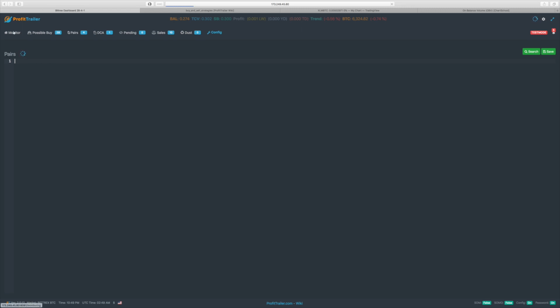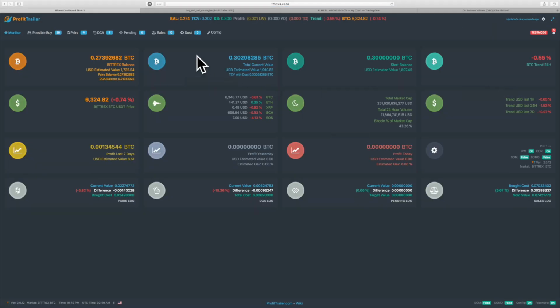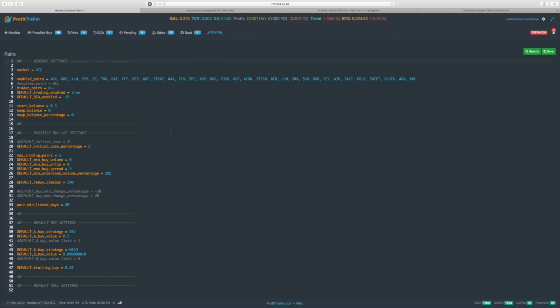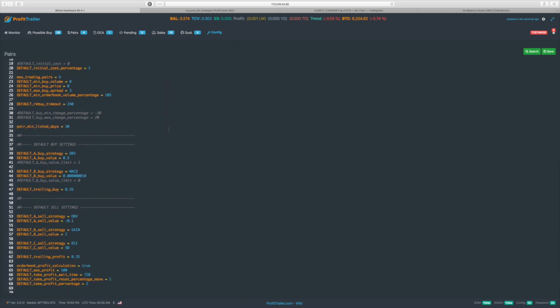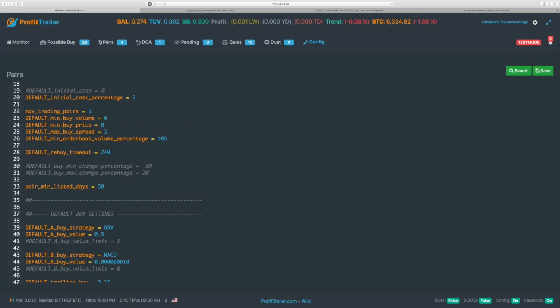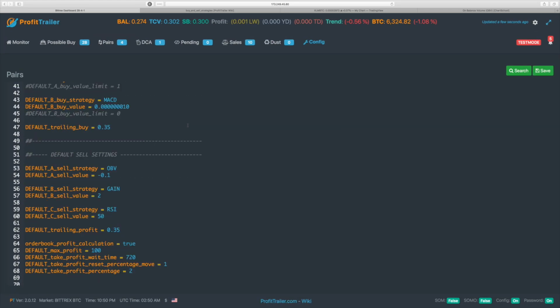It picked a good time to do this. There we go. Alright, so my test bot's back. If we go into the config, pairs, and we go down to the buy settings here, and I'm just going to zoom in real quick so we can see a little bit better what we're doing.